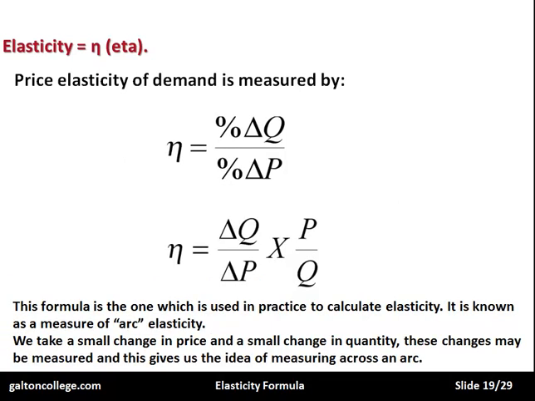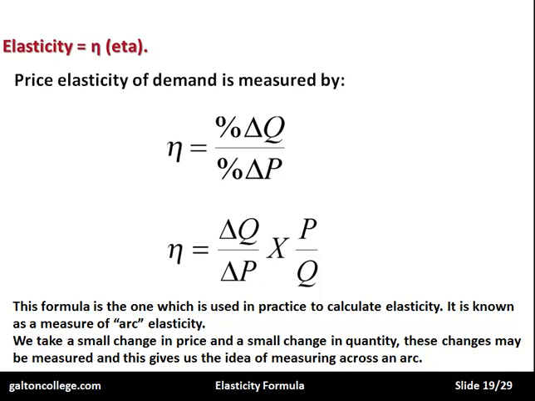So that's our original formula, and we've just moved it around and we found this bottom formula. Delta Q, change in Q, divided by the change in price, multiplied by the price, divided by the quantity. This formula is the one we use in practice to calculate elasticity. It's known as arc elasticity. Arc, because we take small changes in price and a small change in quantity. These changes may be measured, and this gives us the idea of measuring across an arc.